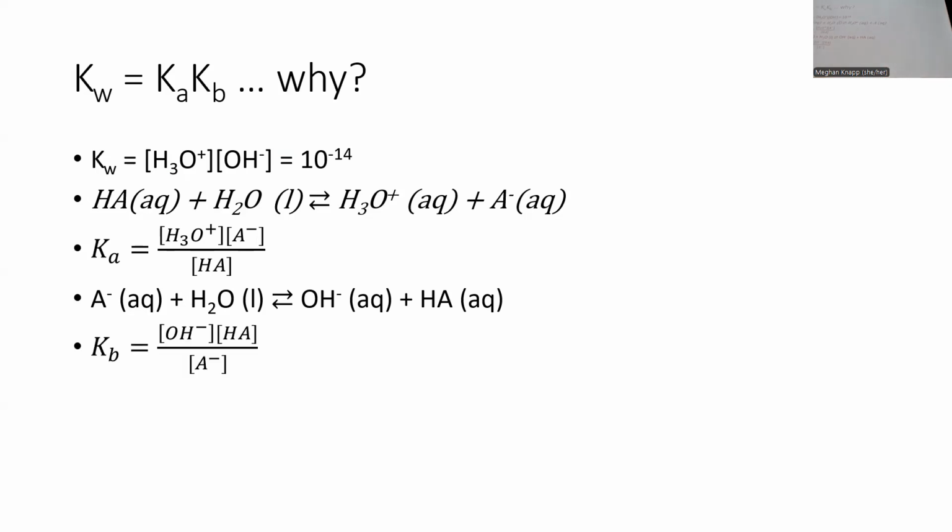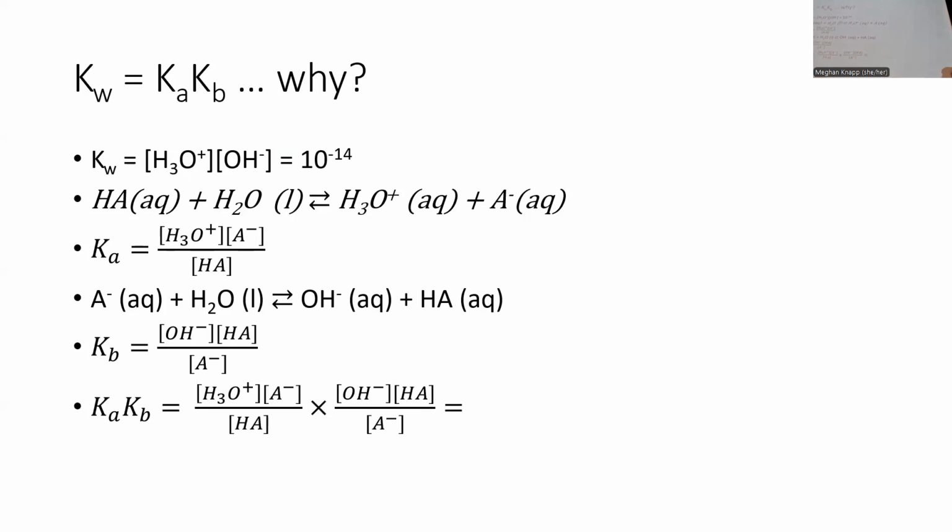Now I want to take Kb and multiply it by Ka. What's going to happen when I do that? Here's my Ka. Here's my Kb. And notice that I have HA on top and HA on bottom, A minus on top and A minus on bottom. So I can cancel those things out, remembering my fraction rules. What's left over? Hydronium and hydroxide. And that's exactly what Kw was. That's why those two things multiply to equal Kw, 10 to the minus 14.